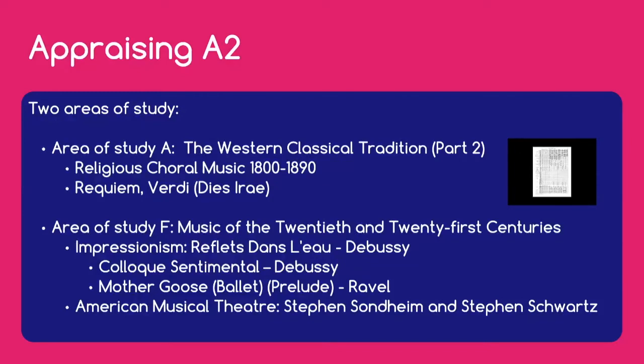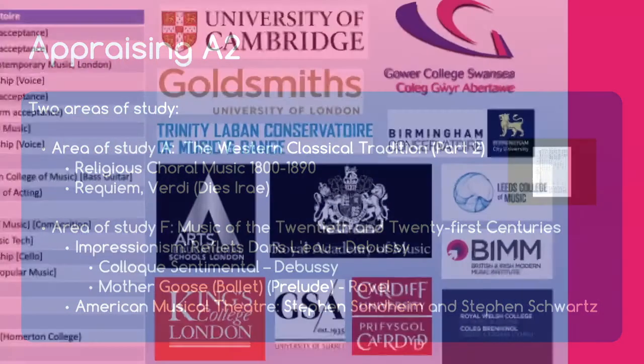We have two further areas of study to look at, music in the 20th and 21st centuries. We have a new section to look at, and we focus on Impressionism. So we look at three pieces, two by Debussy and one by Maurice Ravel, listed there. And then we build on our musical theatre knowledge from the first year by looking at some American musical theatre, focusing on the composers Stephen Sondheim and Stephen Schwartz.